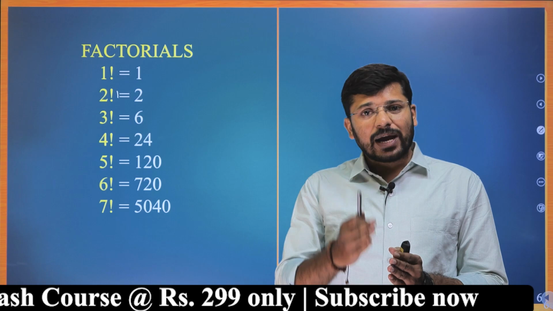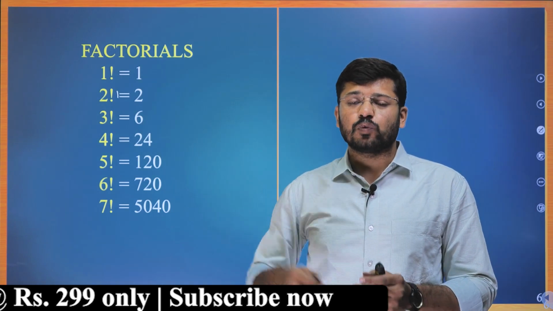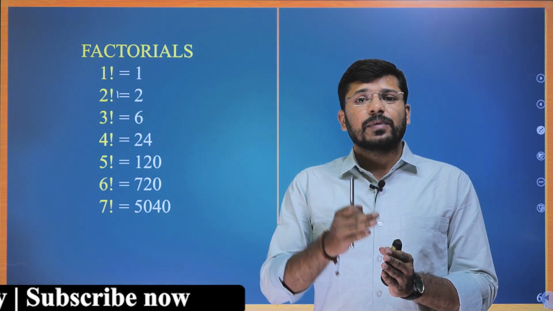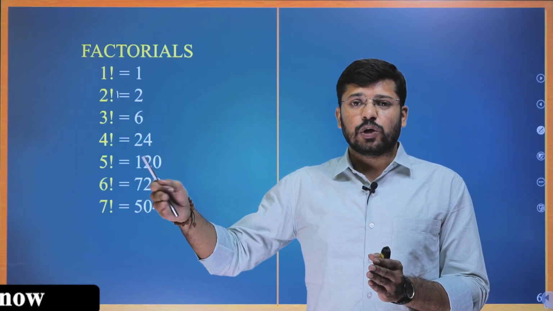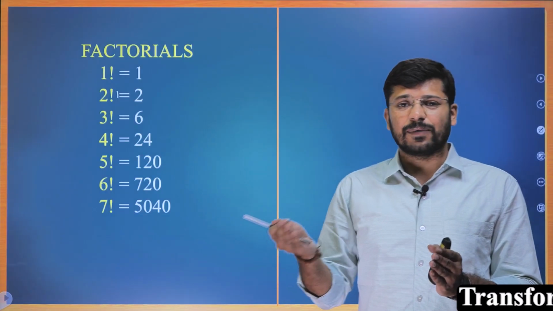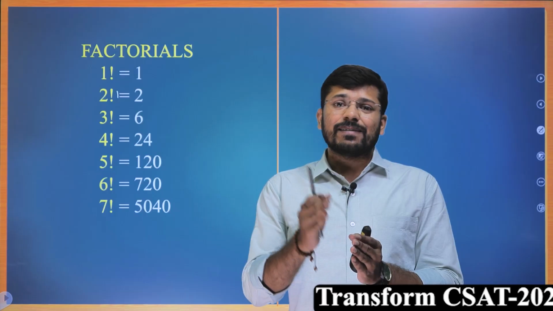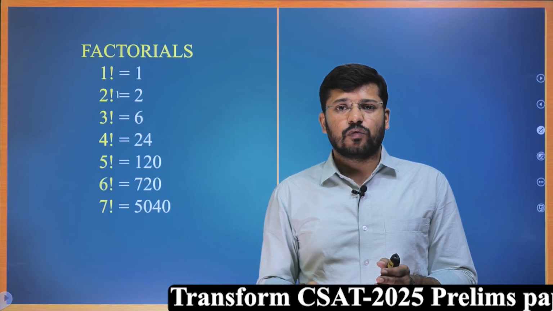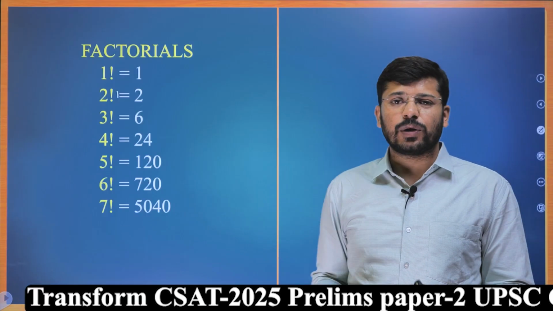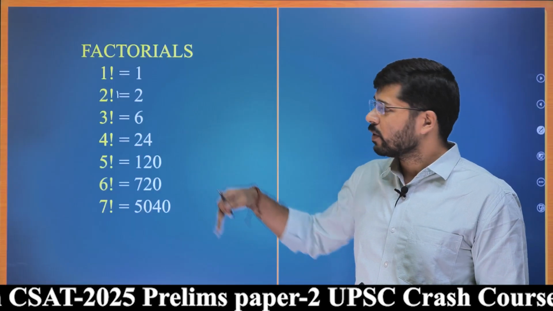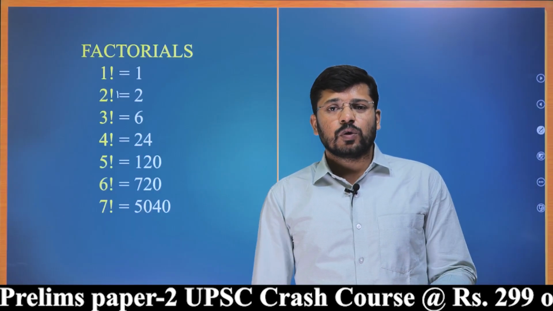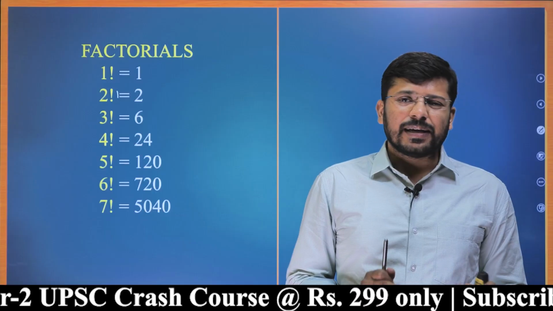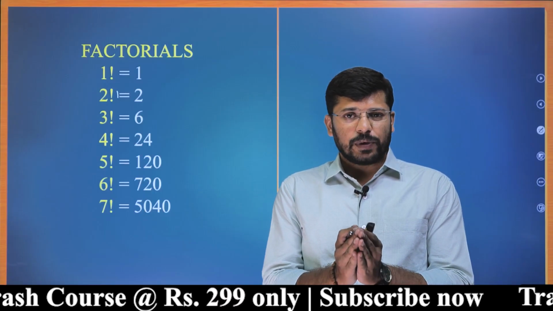5 factorial is 5 into 4 into 3 into 2 into 1, that is 120. 6 factorial is 6 into 5 into 4 into 3 into 2 into 1, that is 6 into 5 factorial, that is 720. And 7 factorial is 7 into 6 factorial, that is 5040. So if you memorize till 7 factorial, that is enough. There is no need to go ahead of that. Done. So this is an easy question, easy topic.